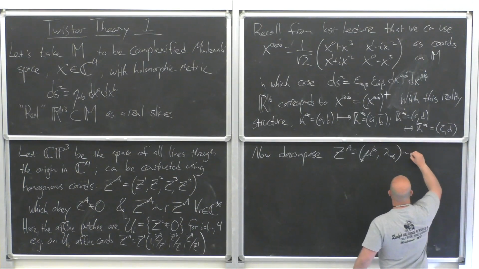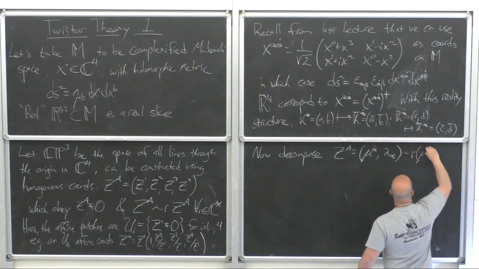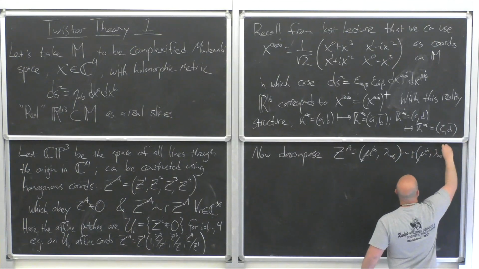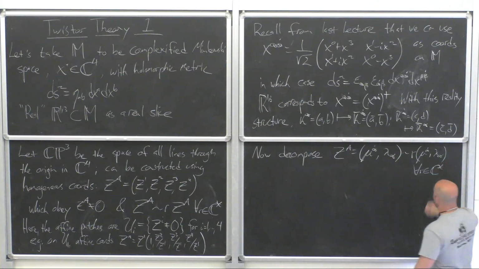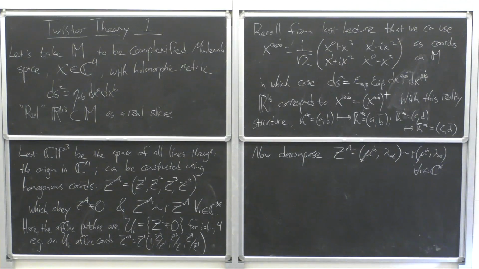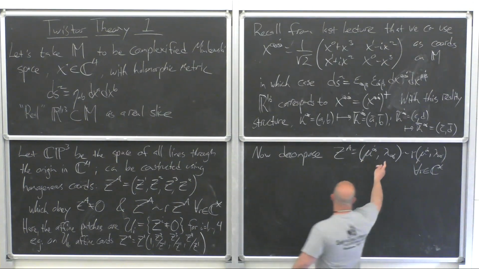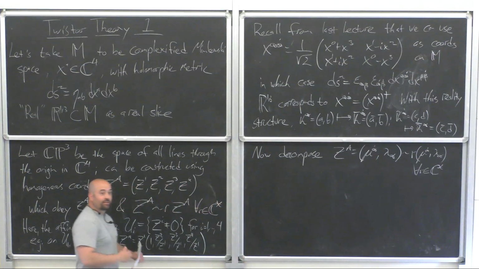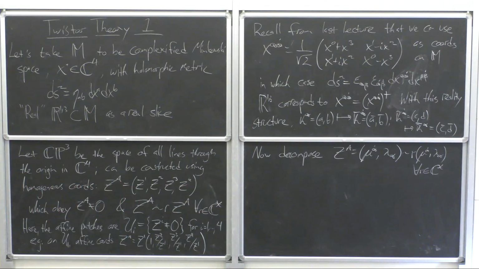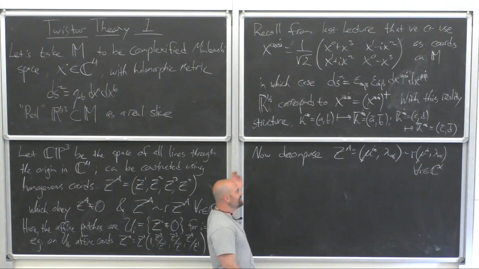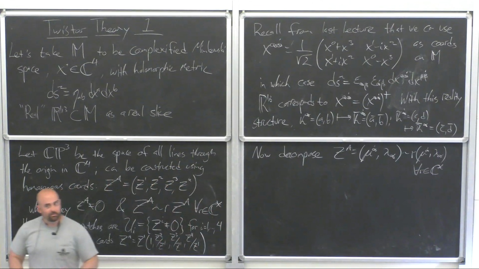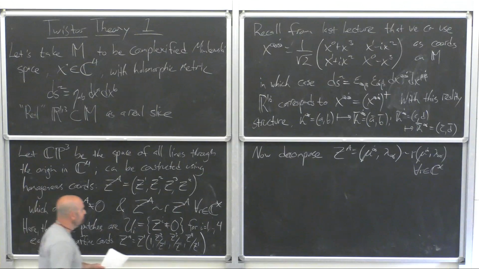And remember, we consider these things only up to overall projective rescalings. Okay. So the reason for doing this decomposition is it now allows us to write down a linear relationship, a linear but non-local relationship between points in CP3 and points in complexified Minkowski space.